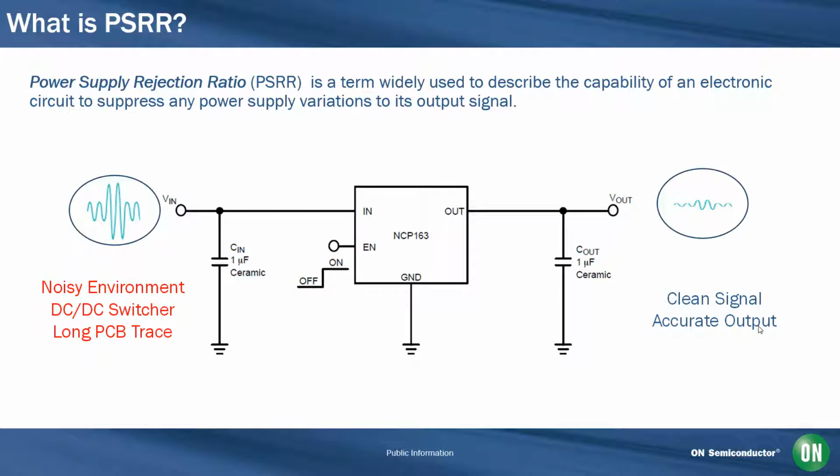Power Supply Rejection Ratio is a term widely used to describe the capability of an electronic device, and specifically here we'll be talking about an LDO regulator to suppress any power supply noise on the input to coupling to the output. In this case, on the input, it may be a noisy environment, a DC-DC switcher, or a long PCB trace that we want to prevent that noise from being coupled and have a clean, accurate signal on our output.